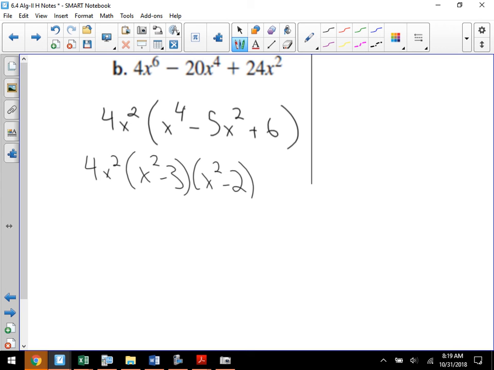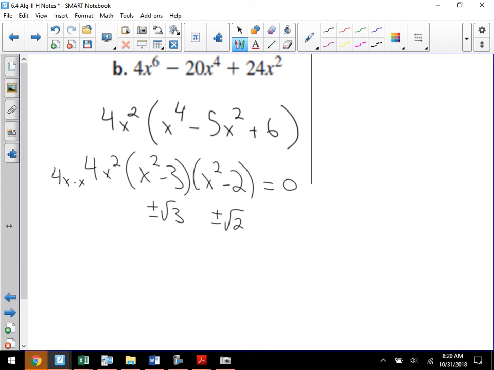Now, how many total zeros should I have here? 6. Very good. I can have 6 total zeros. Now, do you guys agree that I'd have zeros at plus or minus square root 3, plus or minus square root 2? Now, x squared can be rewritten as what times what? X times x.